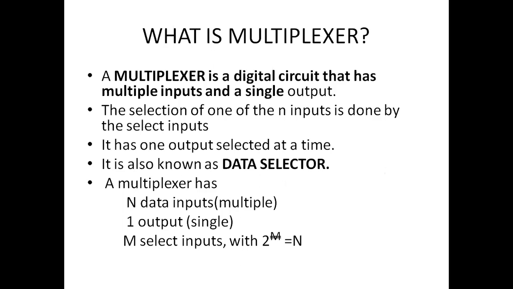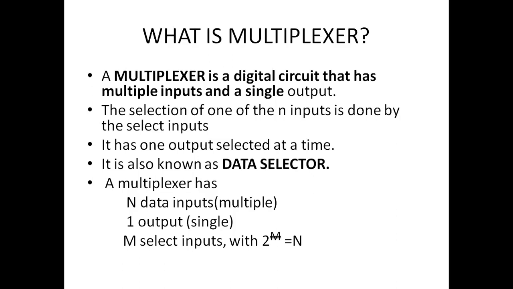Now, the question is which input will be selected for a particular output? This work will be done by the select inputs. The selection of one of the n inputs is done by the select inputs. These lines are known as data selector lines. For example, if we have two inputs, which input will go to the output will be decided by the select inputs. It has one output selected at a time. It is also known as a data selector.